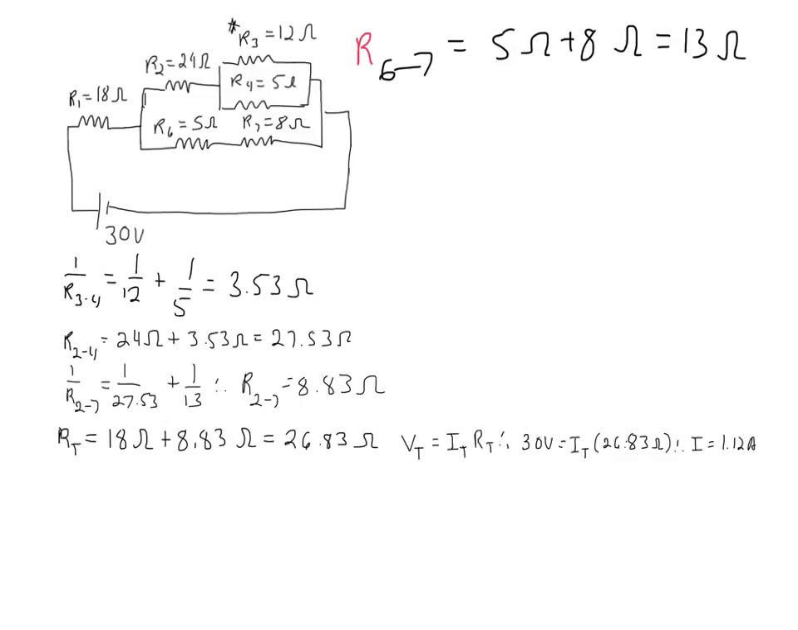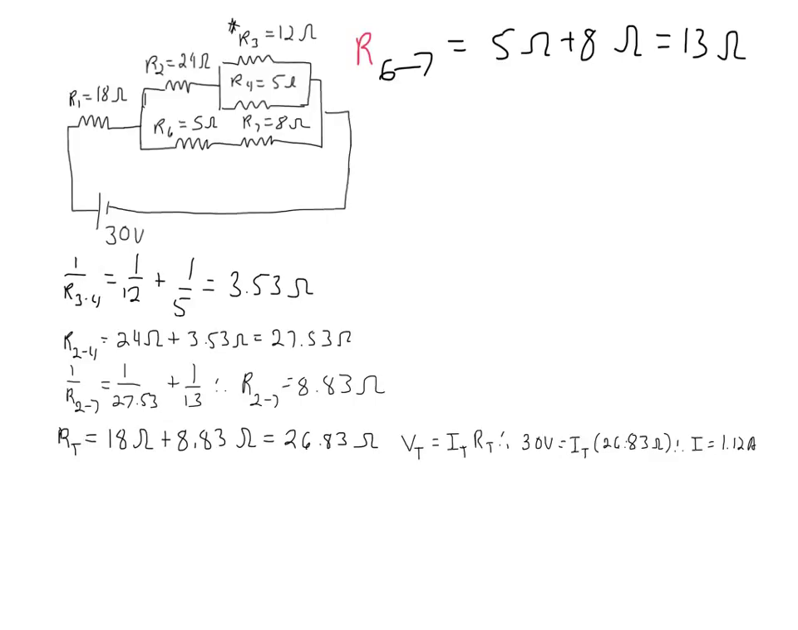Now, the total current flowing through R1 is equal to 1.12 amps, and the total current flowing through R2 through 7, through this whole piece right here, is 1.12 amps. Because they're in series, we know that the current is the same through both, and it stays the same as the current in the whole circuit. So we know that the current through 2 through 7 is going to be 1.12 amps. So we're going to use that and the total resistance in 2 through 7 to find the voltage drop from here to here across 2 through 7.